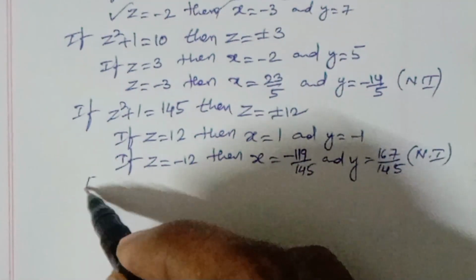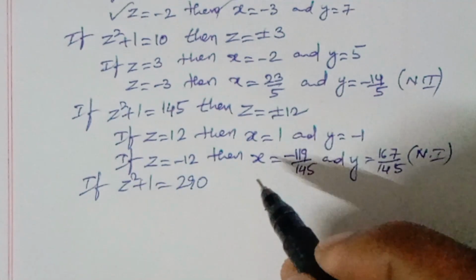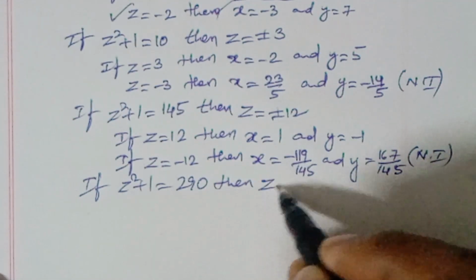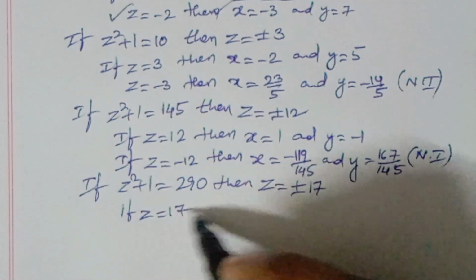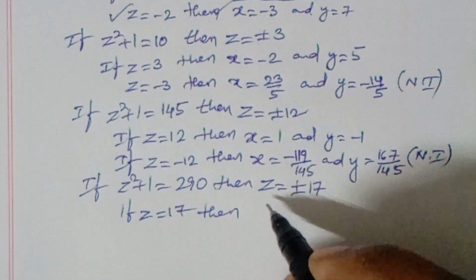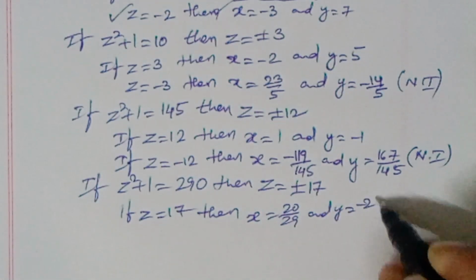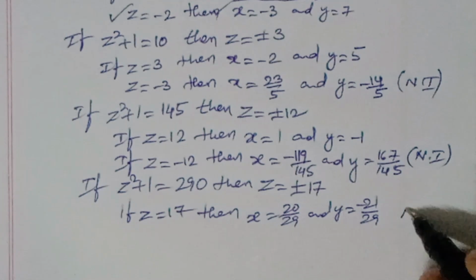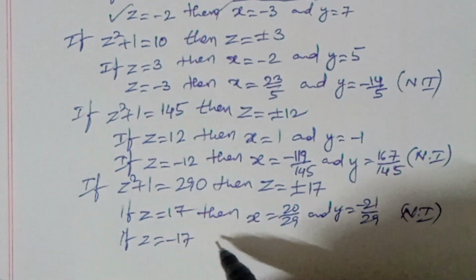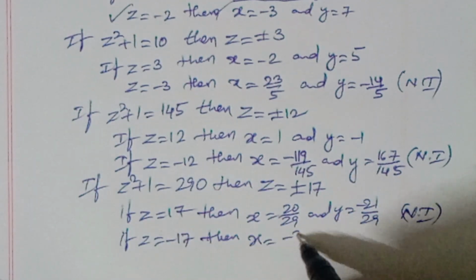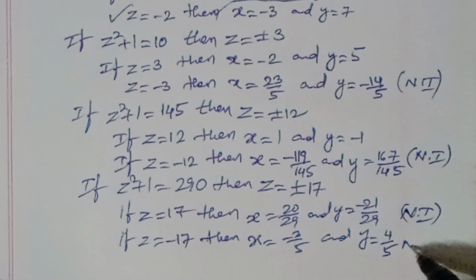So here, if z square plus 1 is equal to 290, this is the last case, then z is equal to plus or minus 17. If z is equal to 17, then x is equal to 20 by 29 and y is equal to 21 by 29, not an integer. If z is equal to minus 17, then x is equal to minus 3 by 5 and y is equal to 4 by 5. It is also not an integer.